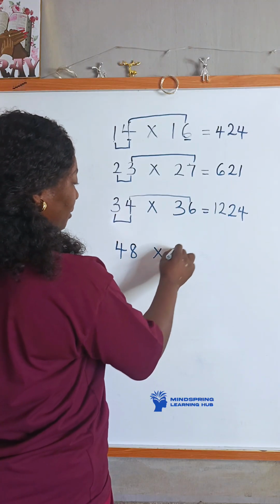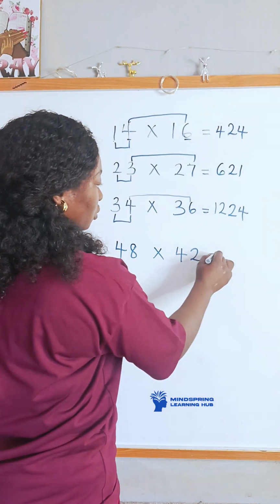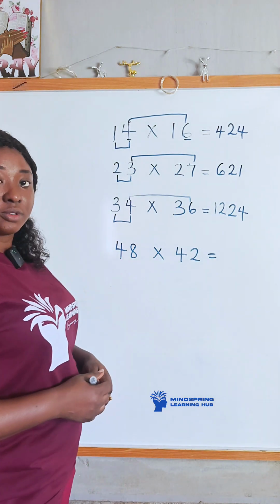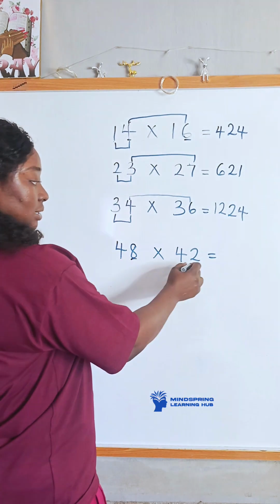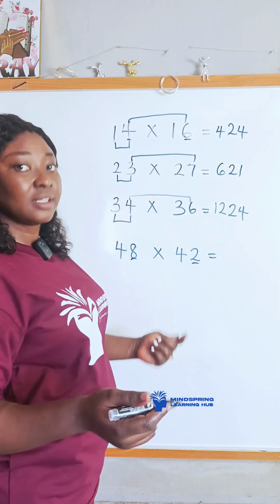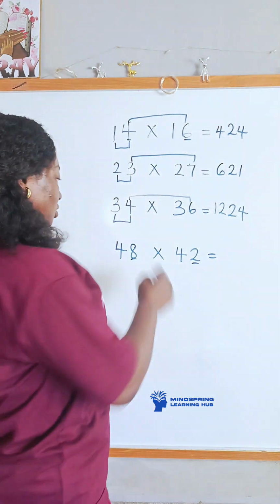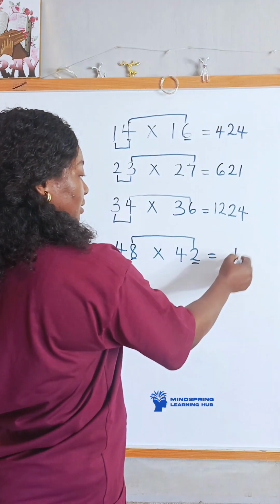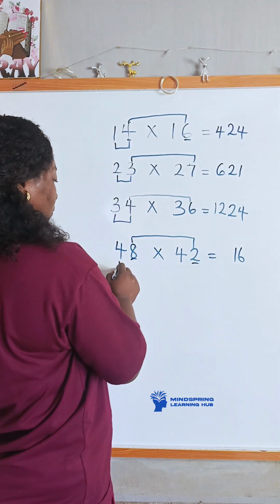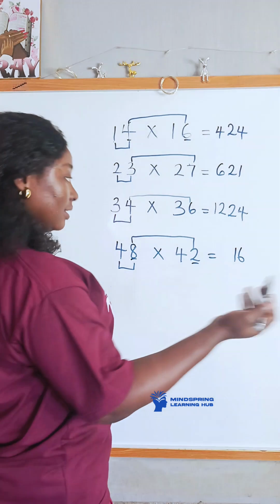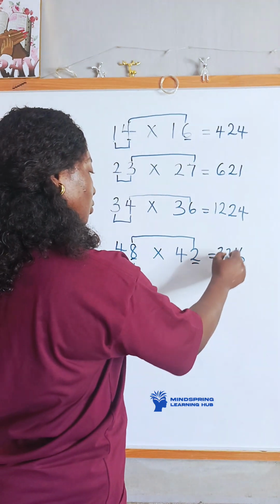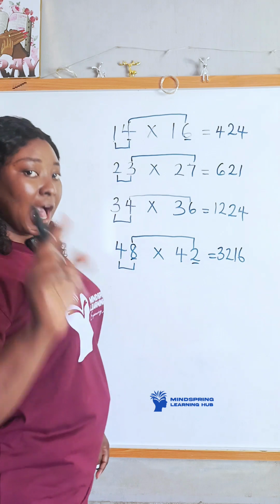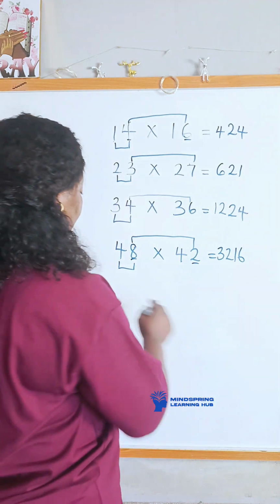48 multiplied by 42. Now, notice 8 plus 2 gives you 10, right? Then we can use our method. You say 8 times 2, that's 16. And then you do 4 times 8, that's 32. Now, I would like you to solve this for me. I'll be expecting your answer in the comment section.